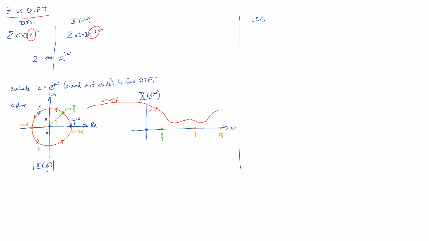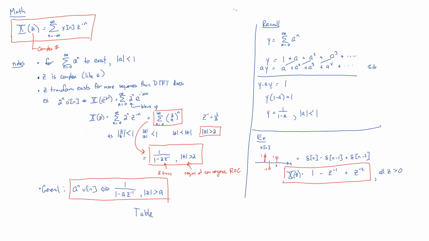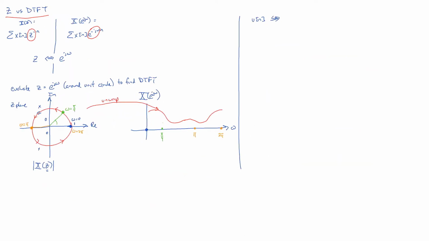Actually, the simplest way to do it is we already derived it over here. For u[n], this a is just 1. So when you plug in 1 for this, it's going to be 1 over 1 minus z to the negative 1, with z greater than 1. So let me just write that down. That has a Z transform of this.